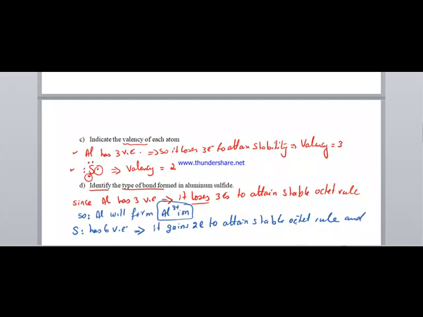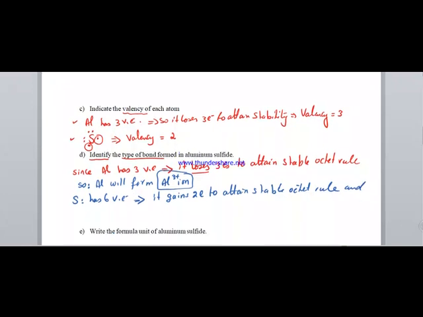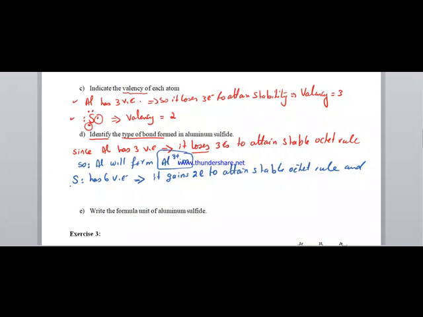And form a sulfide ion. When an element gains electrons, it forms an anion, here a 2 minus ion. So we have a negative ion and a positive ion. Therefore, the type of bond formed is an ionic bond between 2 opposite ions.